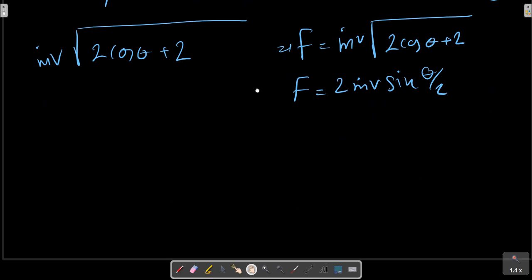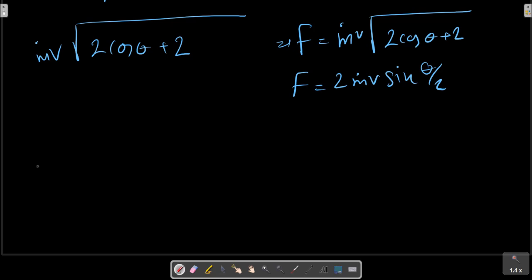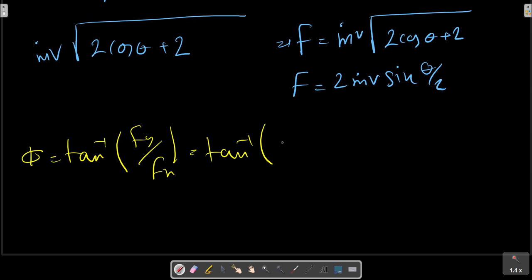So this is the magnitude of F as a function of theta, and we can also calculate phi equals tangent inverse of Fy over Fx, which is sine theta over cosine theta minus 1. We can use the available space to sketch F as a function of theta, and also phi as a function of theta. Theta is the vane angle.